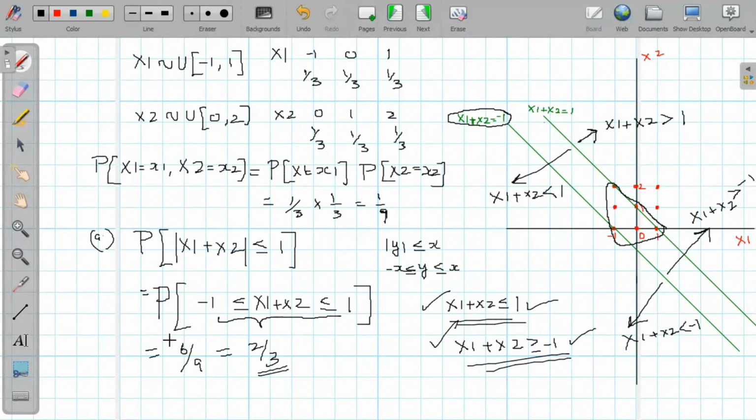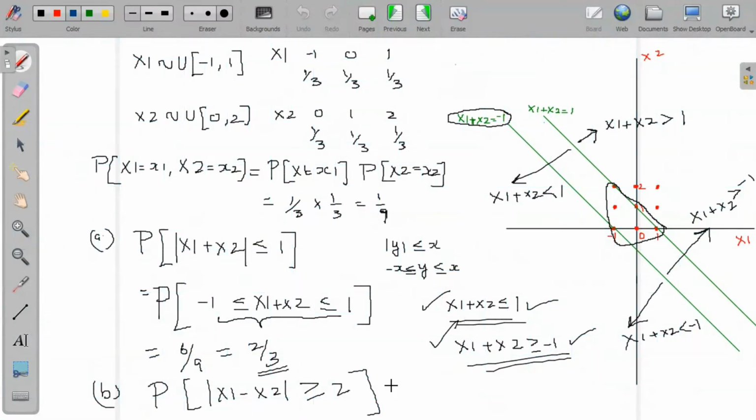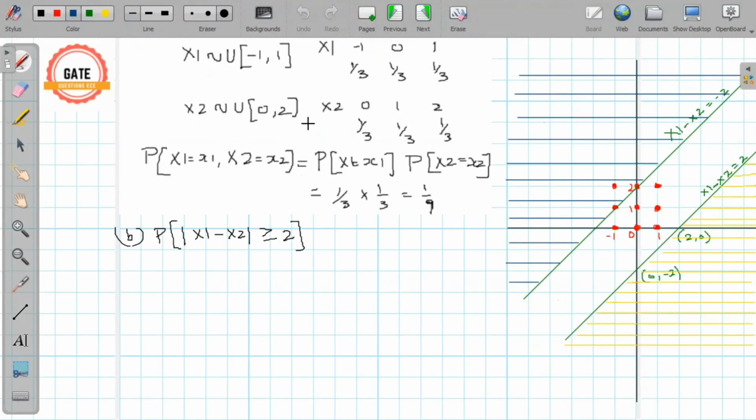Similarly, we can do the case B, in which they have asked about the probability of mod of x1 minus x2 being greater than or equal to 2. Because of the lack of space on this page, I will solve this problem on the next page. I have copied the previous data here, and in part B they have asked about this probability, mod of x1 minus x2 is greater than or equal to 2.